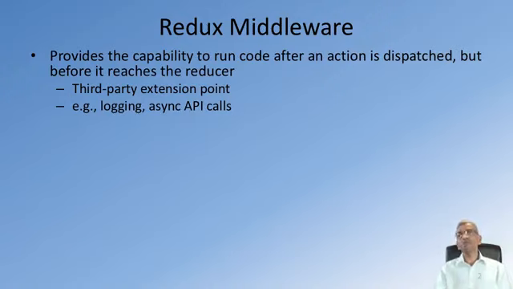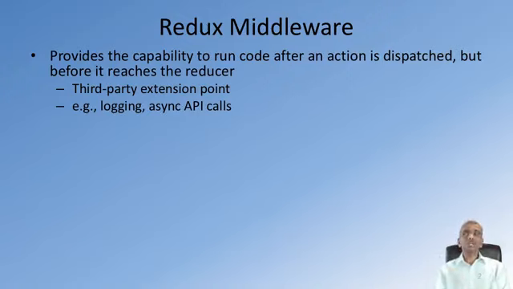So for example, if you want to log all the actions that have been dispatched, that is a good point for you to first capture the action, log what the action is, and then let it move on to the reducer, and then you can log the state of the application after the action is effected. Now, this is one example of a situation where a middleware will be effective in capturing information about what is going on within your Redux application.